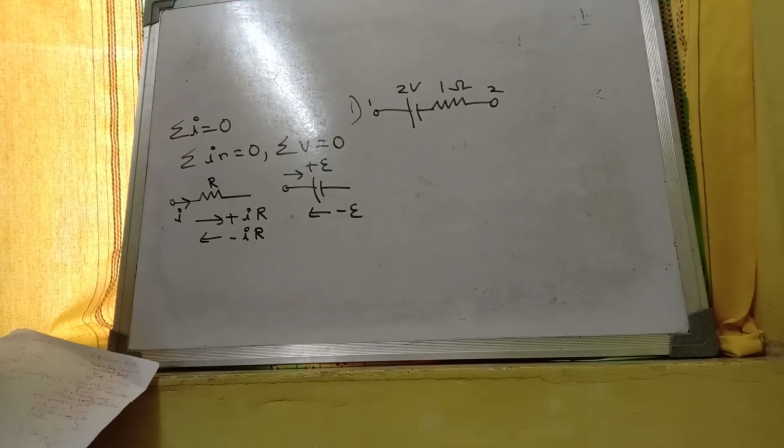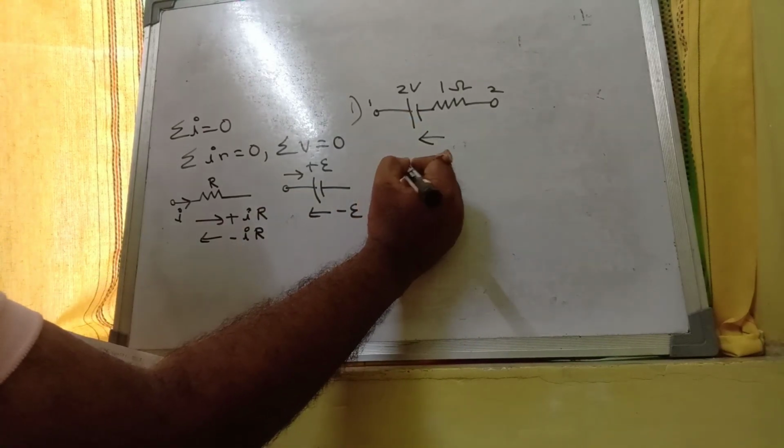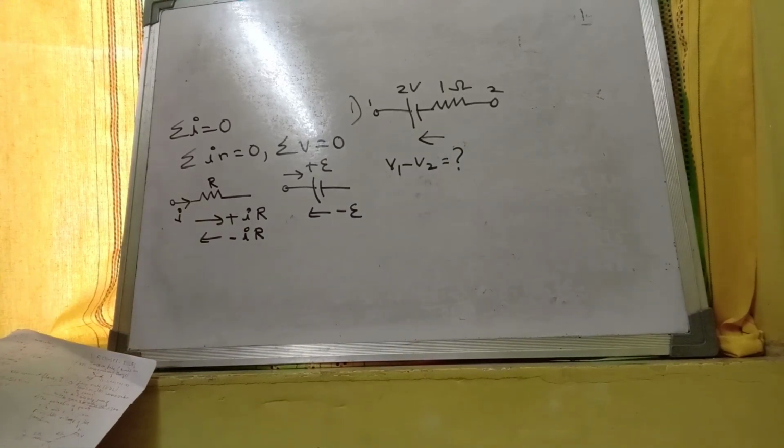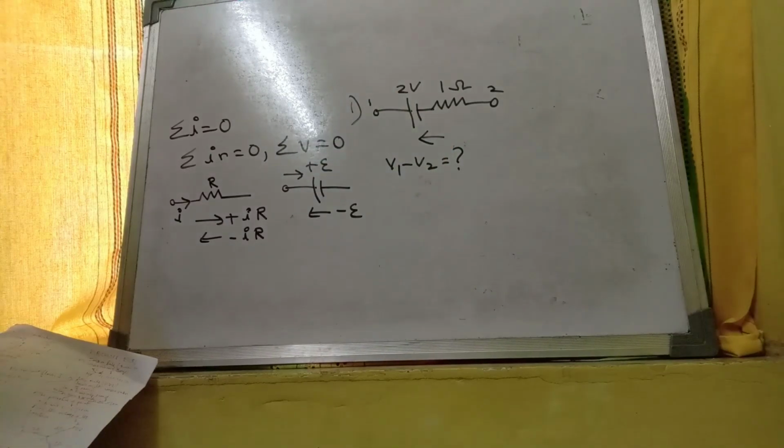Now I find V1 minus V2. That means I am going this way. See my path. So this is the direction shown by the arrow.